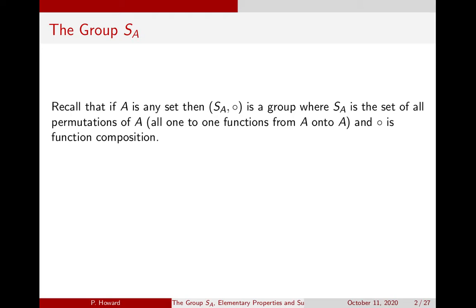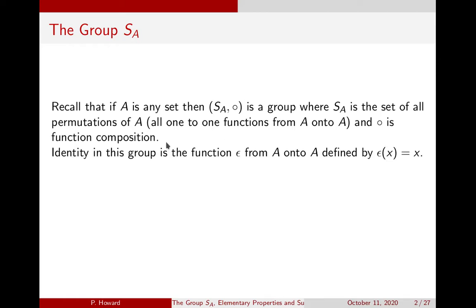Here is a recap of the definition. If we have any set A, then S sub A, comma, circle (remember, this little circle is the operation of function composition) is a group. S sub A is the set of all permutations of A, and circle is the operation of function composition. And the identity in this group, as a reminder, is the function epsilon from A to A, defined by epsilon of x equals x for every x in A.